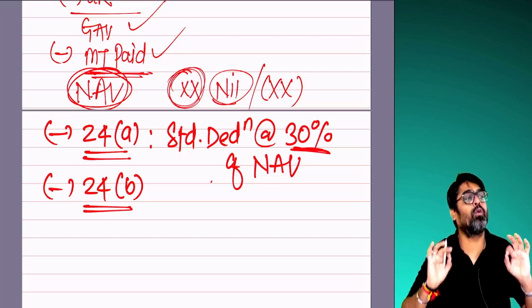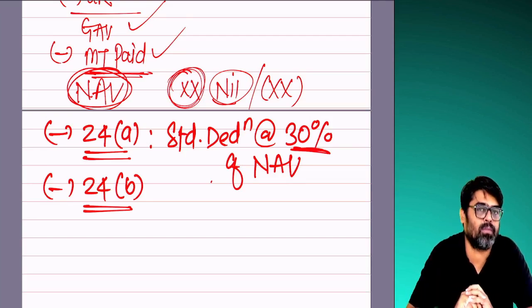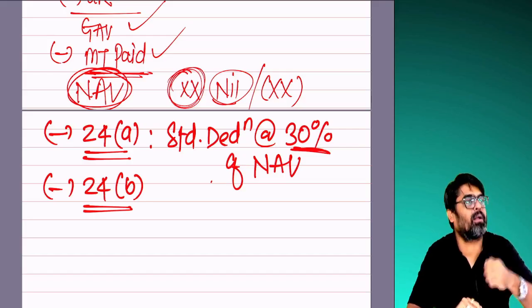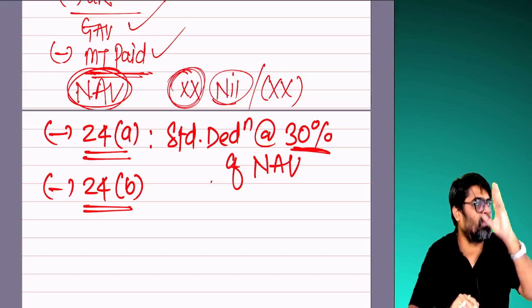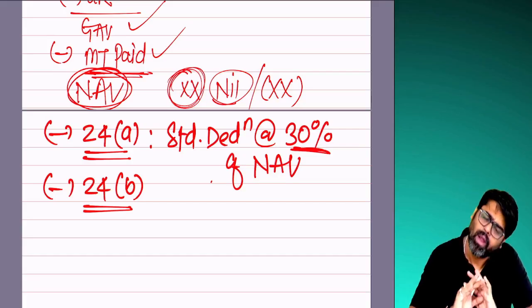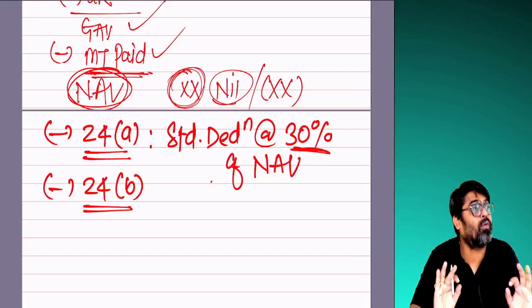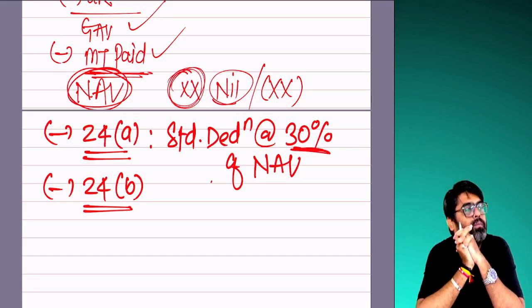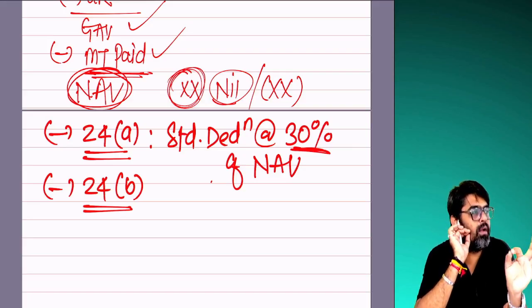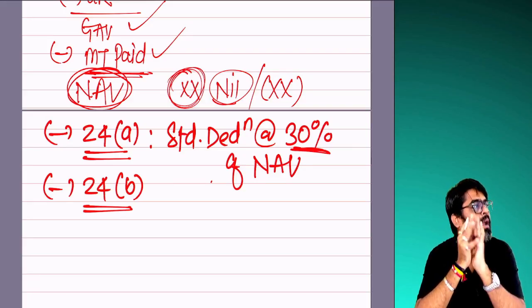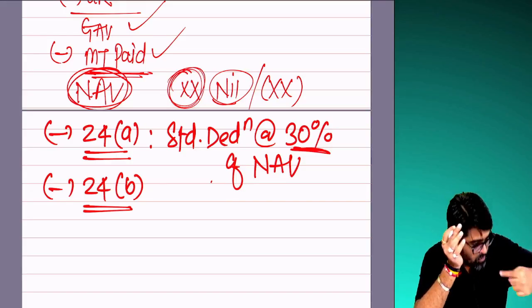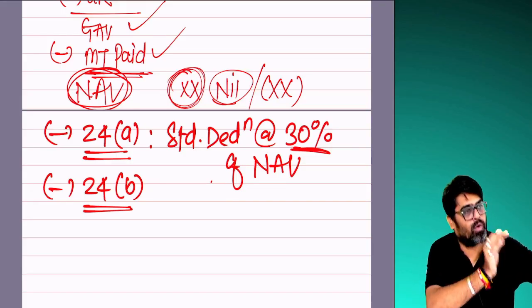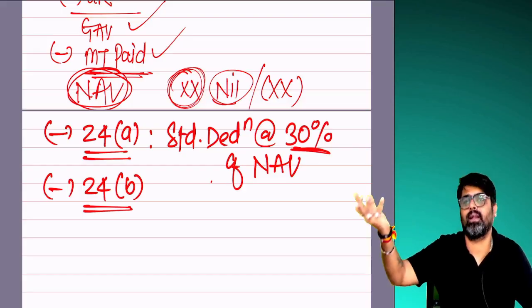So whenever you see any expense related to your property, like repairs, rent collection charges, ground rent, insurance premium, any expense for house property, what will you do? Ignore, ignore, ignore, ignore. All the expenses will be ignored. Why? Because to take care of these expenses, only the 30% standard deduction is allowed.